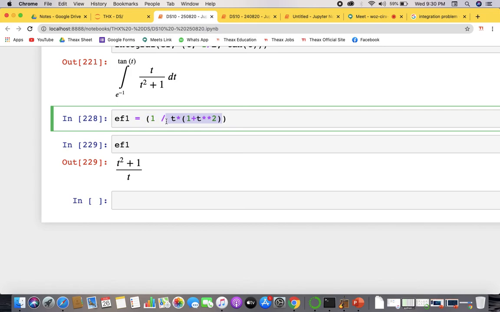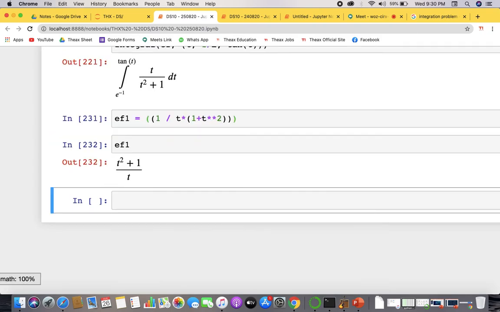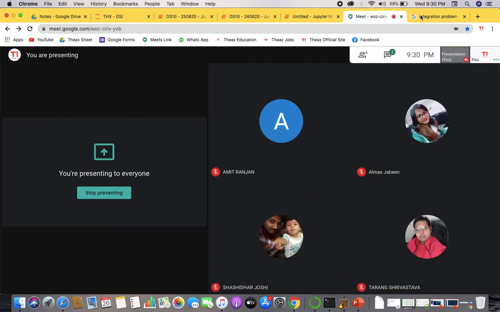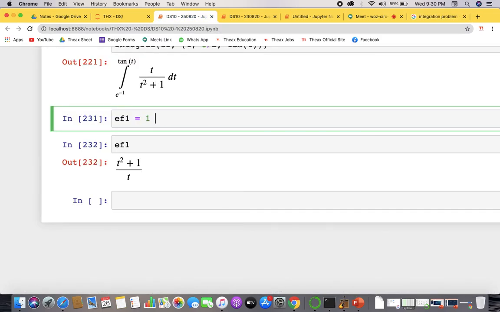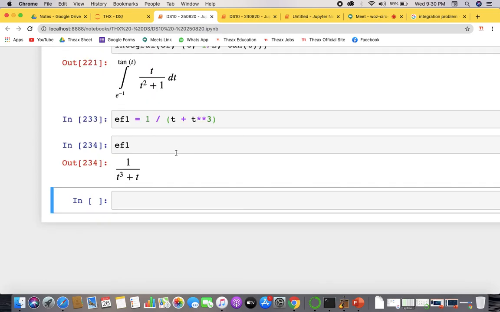Put brackets for 1, whole 1 divided by t square plus. Oh, bracket was missing. Okay, that is t square plus t cube, or t plus t cube. 1 by t plus t cube. This is the equation. So from there, if we take t, it would be t plus 1 plus t square.